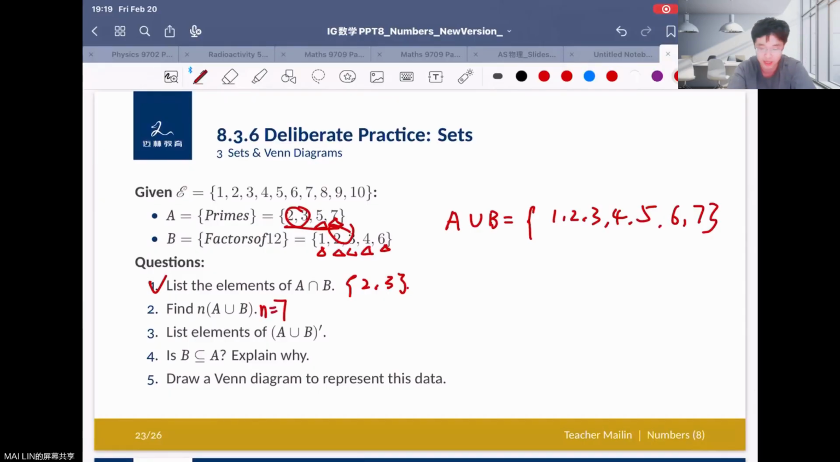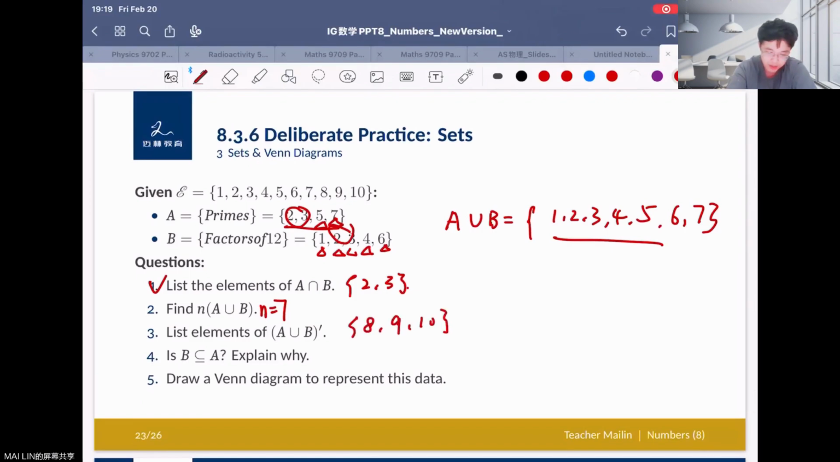Okay. So the third problem is to list the elements of A or B, and the complement of A or B. Okay, so we know that A or B is 1 to 7, so the complement of A or B is everything except 1 to 7, so we have 8, 9, 10, right? So here we can write 8, 9, 10.